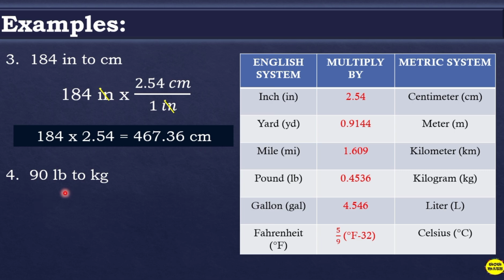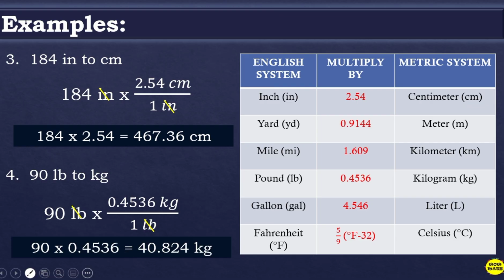Next. So, I have 90 pounds to kilogram. So, ito ang pounds to kilogram. Left to right ulit tayo. So, multiply. Copy your given. Copy natin yung unit. Since pounds ito, pounds dapat ito. Now, for every 1 pound, that is equivalent to 0.4536 kilogram. Okay, so we can now cancel pounds. Magmumultiply tayo since from left to right siya. So, 90 times 0.4536 is equivalent to 40.824 kilograms.